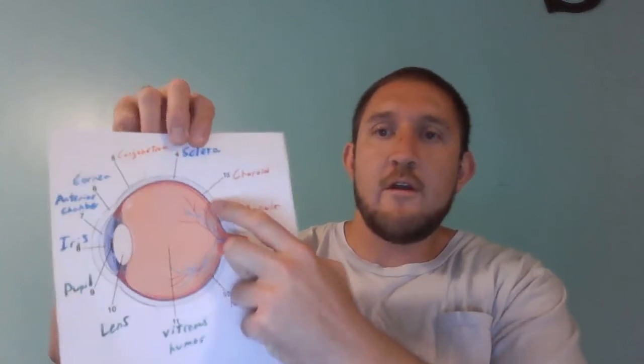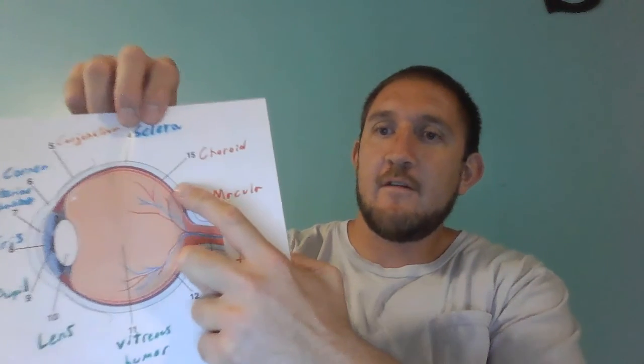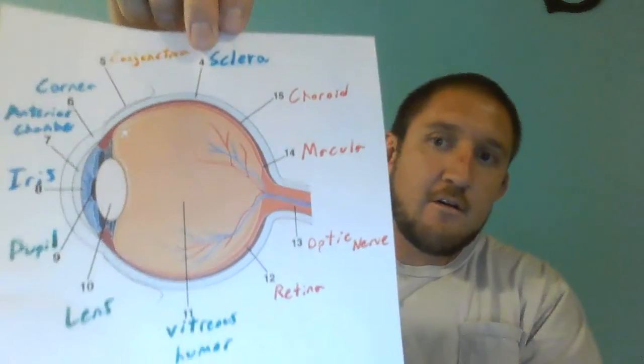And lastly, the structure, the choroid, which is going to be found right there. Give you a closer look of the structure. Now, the choroid is the layer of blood vessels that sit under the retina, providing it with nutrients.